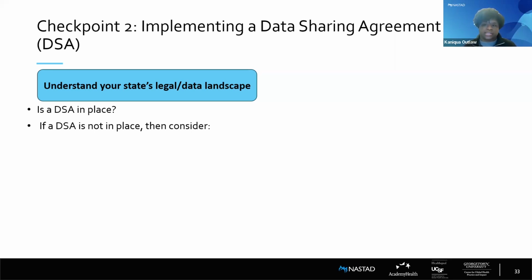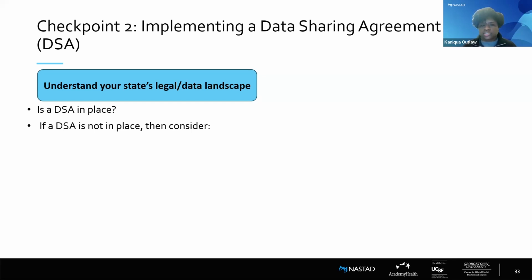And if it is currently in place for other projects that you may have endeavored between Medicaid and surveillance or other organizations along similar veins, what is encompassed within that data sharing agreement that would allow you to perform this level of work within this project? And if a data sharing agreement is not in place, then there are some really important questions that you might want to consider as you think about developing one that's going to meet the needs of this project.